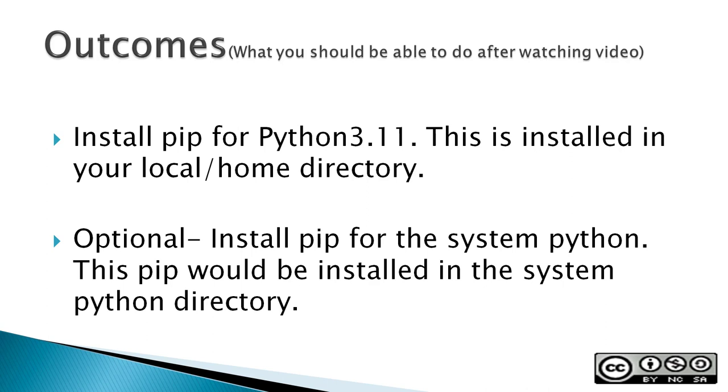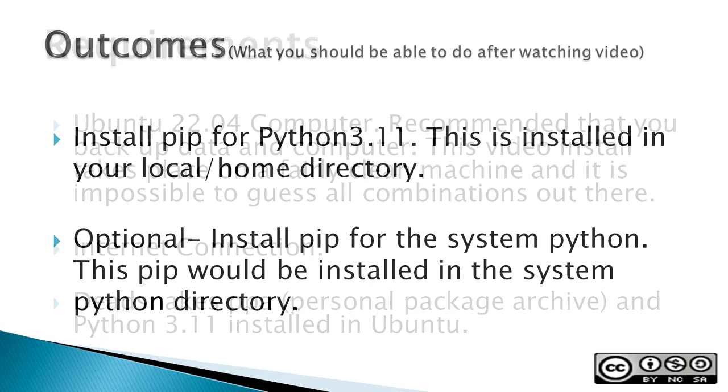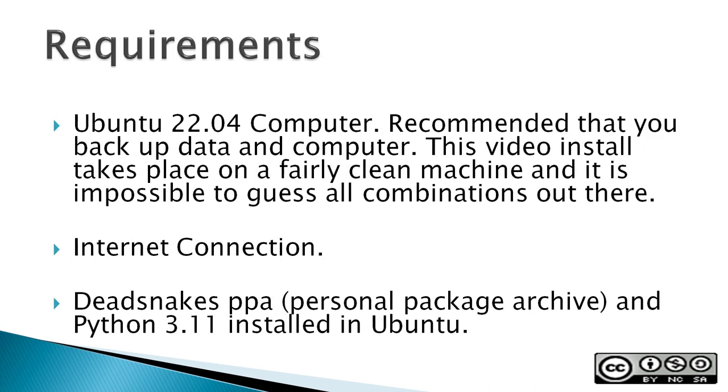Outcomes, what you should be able to do after watching the video: install pip for Python 3.11. This is installed in your local home directory. And to install pip for the system Python, this would be installed in the system Python directory. Requirements: an Ubuntu 22.04 computer. It's recommended that you back up your data and computer before doing this.